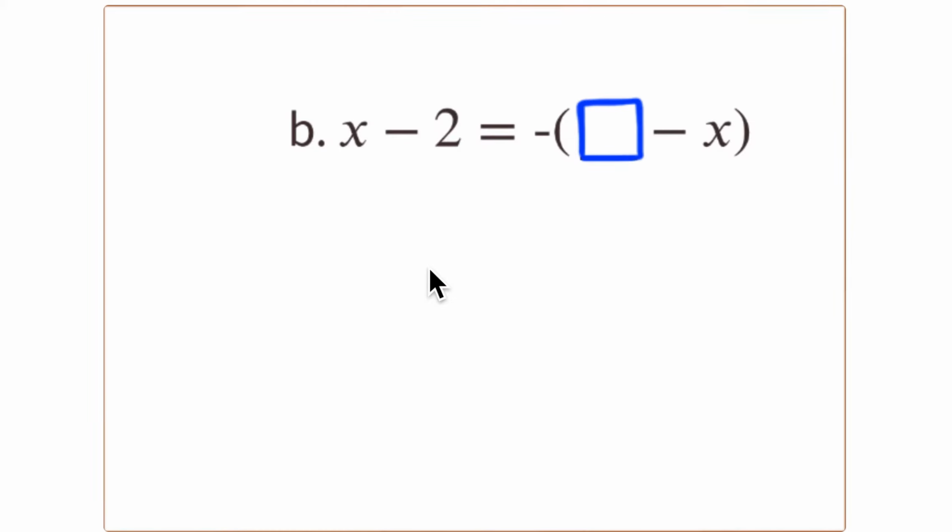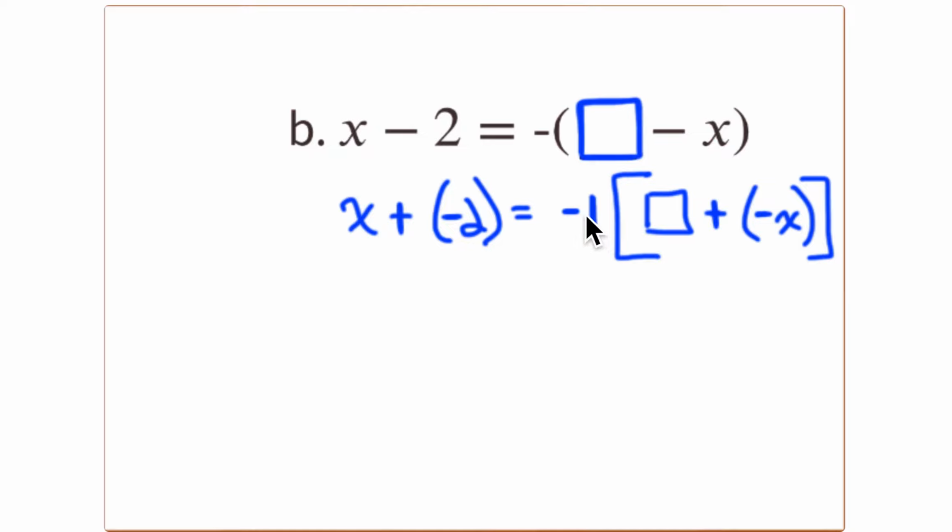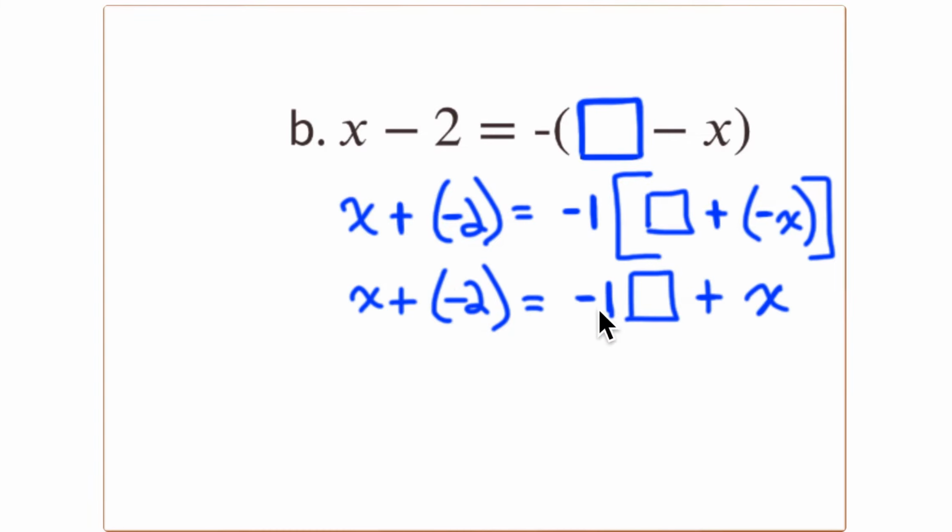So let's see what happens in the next one. In this case, you have x, and you're going to subtract 2 from it. And on the right side, you have some unknown value. You're going to subtract x from it, and you're going to take the opposite of that. That's what this negative sign out here means. So to simplify that, remember that this is negative 1. So now I'm going to distribute that negative 1 to the unknown in the square. And also I'm going to change this to adding a negative x, so adding the additive inverse. So now if I distribute that negative 1, this is the opposite of whatever goes inside this square as the unknown, plus x. The opposite of a negative x is positive x.